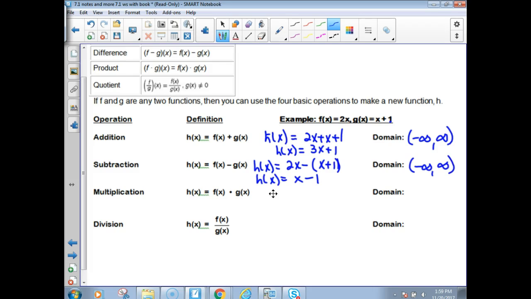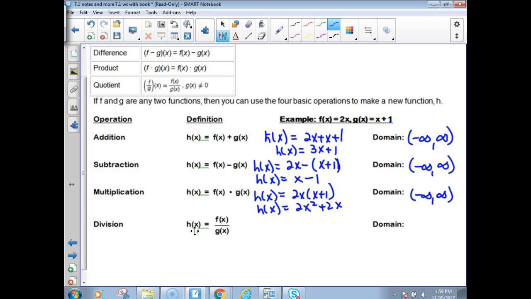In multiplication of the functions, the new function h of x would be given by multiplying 2x times x plus 1. So that new function h of x would be 2x squared plus 2x. That still has a domain of negative infinity to infinity.